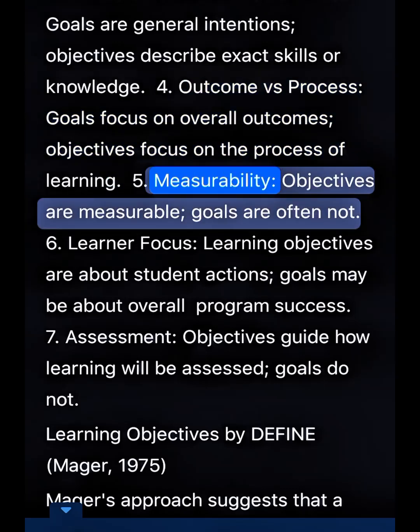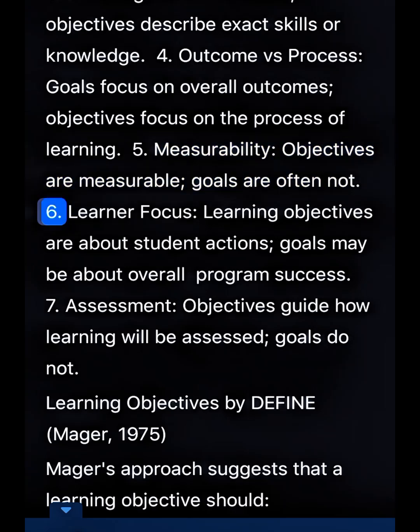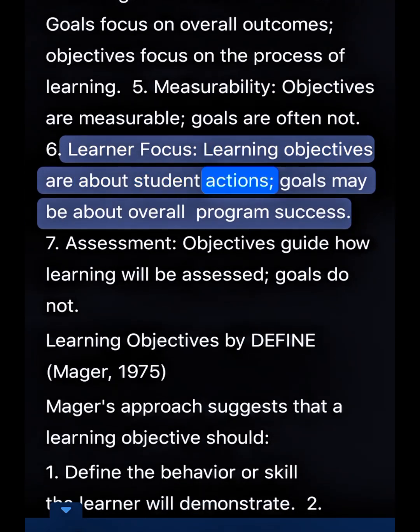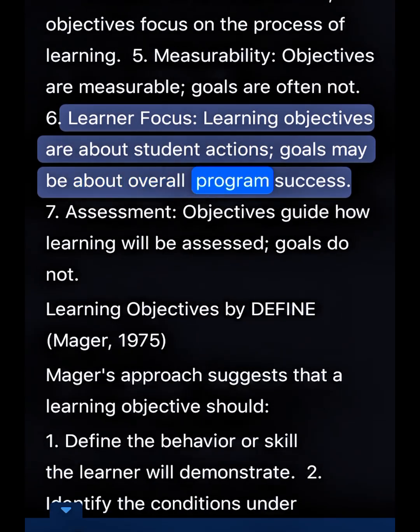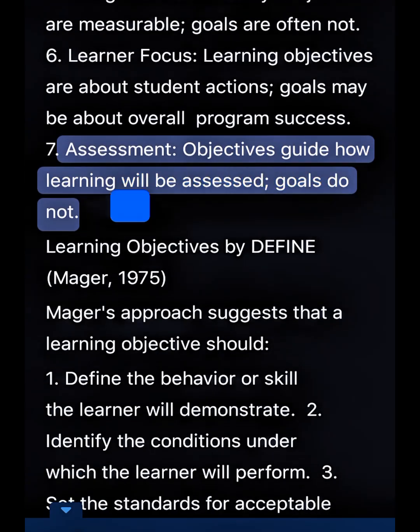5. Measurability, objectives are measurable, goals are often not. 6. Learner focus, learning objectives are about student actions, goals may be about overall program success. 7. Assessment, objectives guide how learning will be assessed, goals do not.